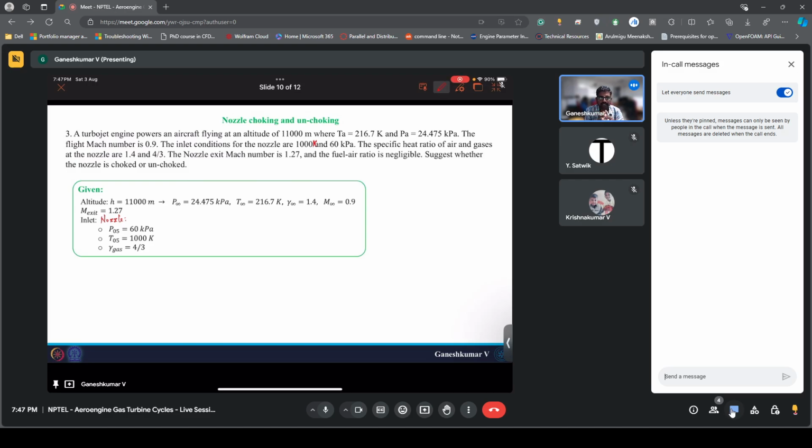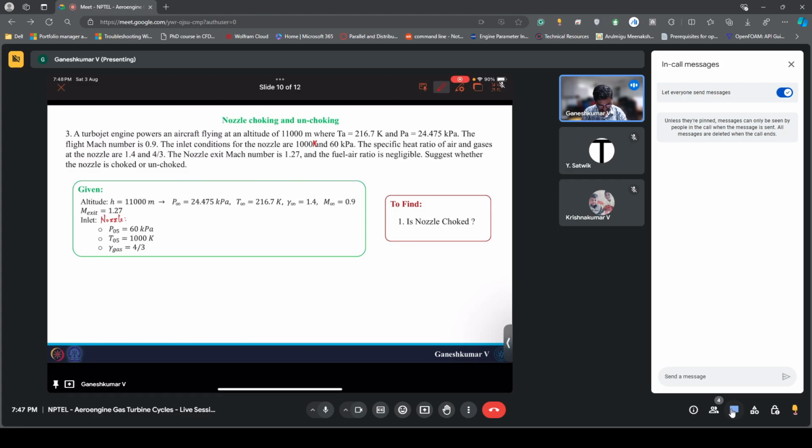Only this gas is going through the nozzle. So when you are doing calculations for the nozzle, the gamma, the specific heat ratio that we use, should be for the gases, not the ambient air. So that's why I've written it here, gamma gas to be 4 by 3. And we need to just find whether the nozzle is choked or not.